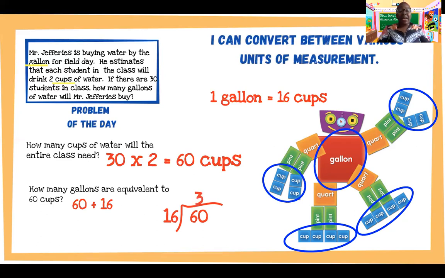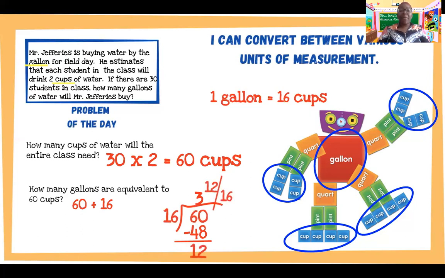Did you say 3 times? If you did, you're correct. Well, what's the next step when we're dividing using the standard algorithm? That's right, we're going to multiply 16 times 3. Well, 16 times 3 is 48. What do we do next? You guessed it, we're going to subtract. 60 minus 48 is 12.